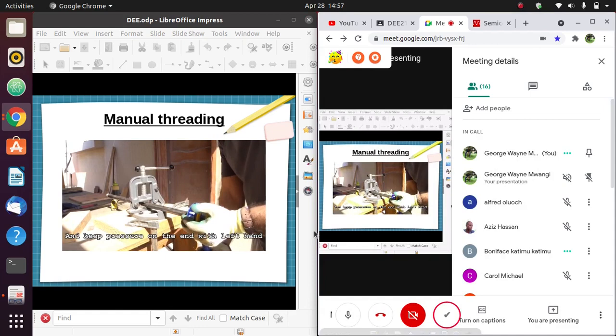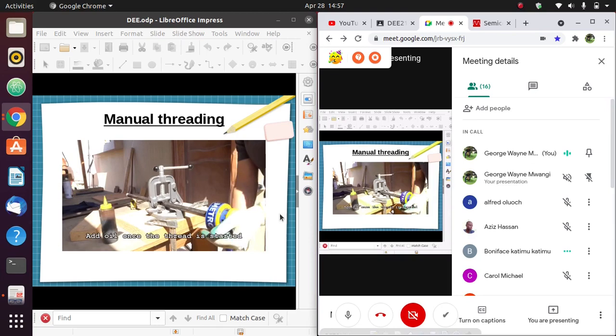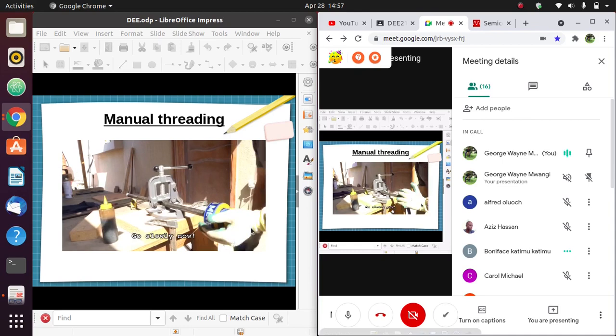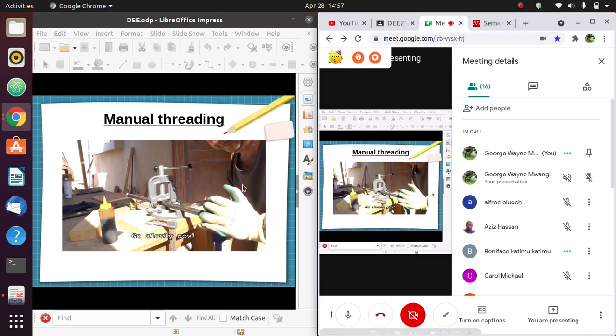Always make sure you lubricate because this is a cutting process. So there will be production of heat. So to make sure that your threads that are produced sio rough, hazitavunjika when they are applied pressure. So you have to make sure that you apply the lubrication.